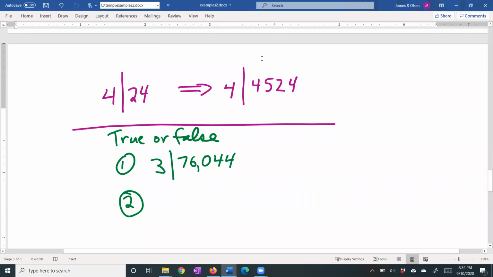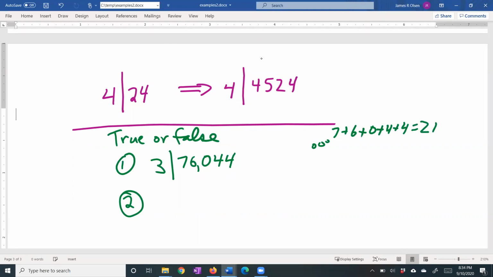Our first true-false question is 3 divides evenly into 76,044. Pause the video and see if you think that that is true or false using the divisibility test. This is true because I take the digits 7 plus 6 plus 0 plus 4 plus 4. That equals 21. 3 does divide 21, so therefore 3 is going to divide the whole thing. This is true.